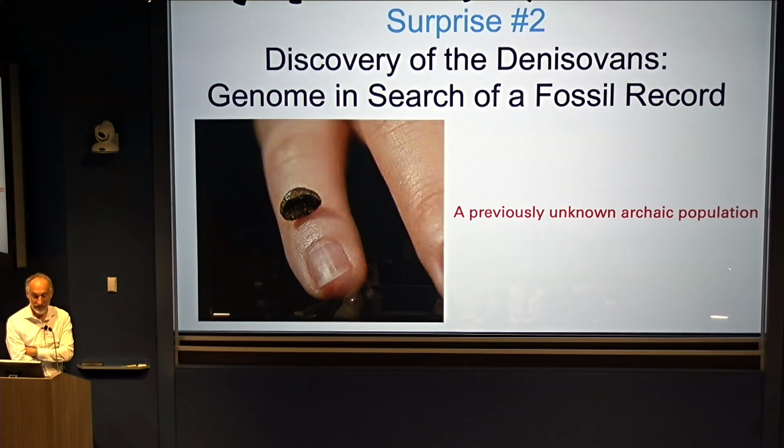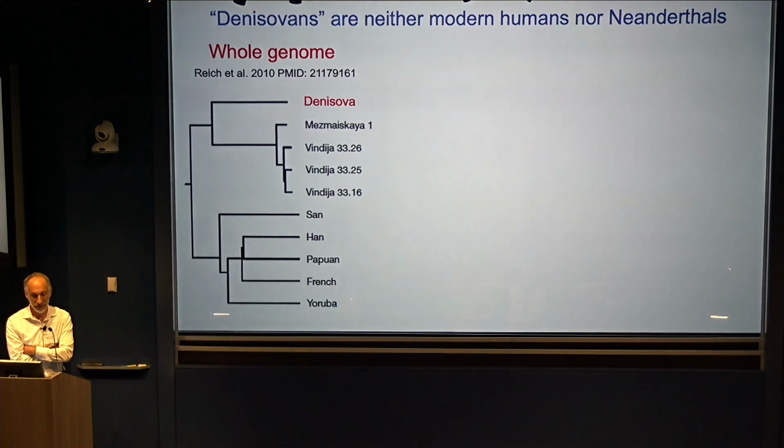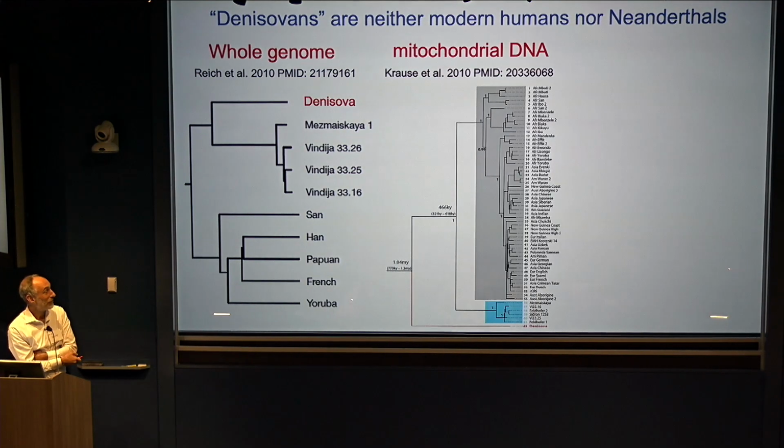And when we sequenced it, it turned out to be neither a modern human nor a Neanderthal, but something else. So if you look at the whole genome and line it up, it's hundreds and hundreds of thousands of years diverged from the Neanderthals at the top there, and also slightly more diverged, but many hundreds of thousands of years, from all modern humans. If you look at the mitochondrial DNA sequence, what you get from your mother and she gets from her mother and so on, it's 1 million years diverged, and Neanderthals and modern humans are much more closely related, maybe 500,000 years.